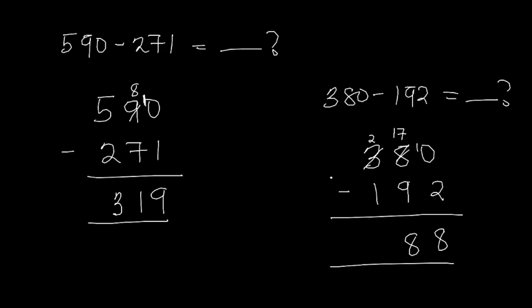Now I come to the hundreds column. I have 2 here. 2 minus 1 will give me 1. So 380 minus 192 will give me 188.